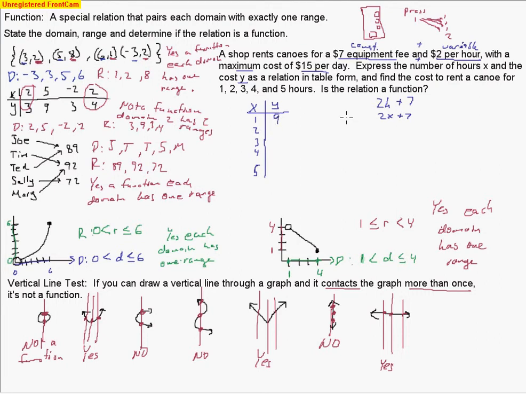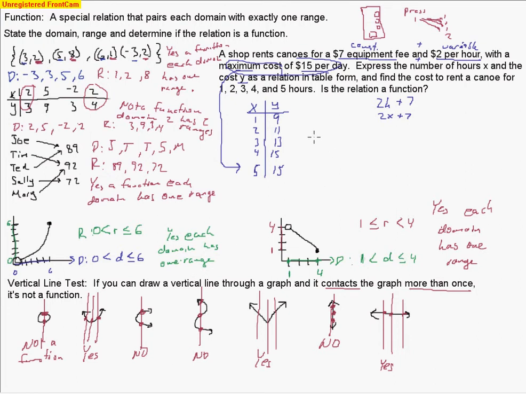Over here, 2 times 2 is 4, plus 7 gives me 11. 3 times 2 is 6, plus 7 gives me 13. And 4 times 2 is 8, and then plus 7 gives me 15. I get up to this one, 5 goes in there, and that makes 10. 10 plus 7 is 17. But remember, you can only have a maximum of $15. So that's why this one's back to 15. So there's our table. Now they're asking, is this a function or not?